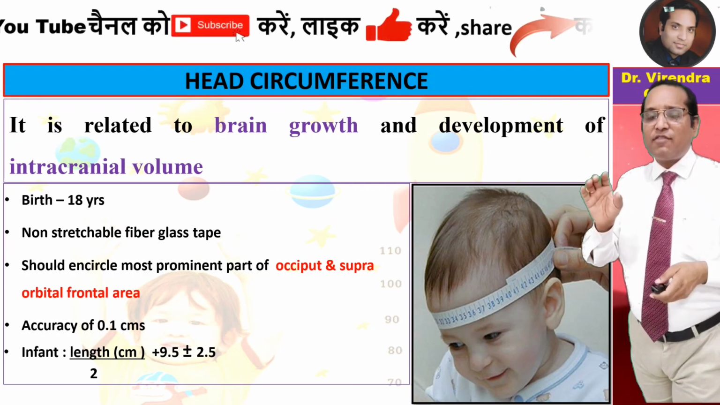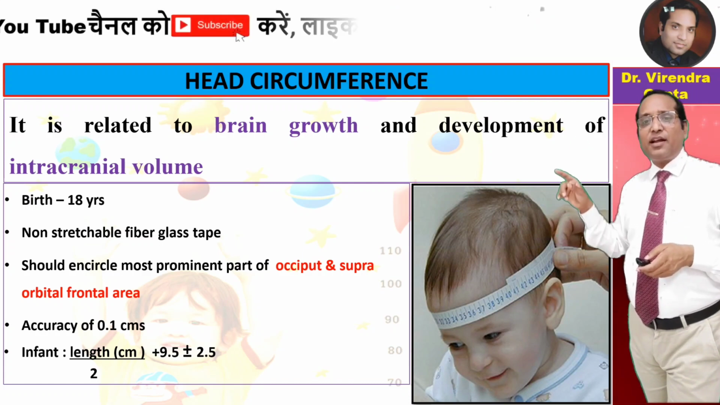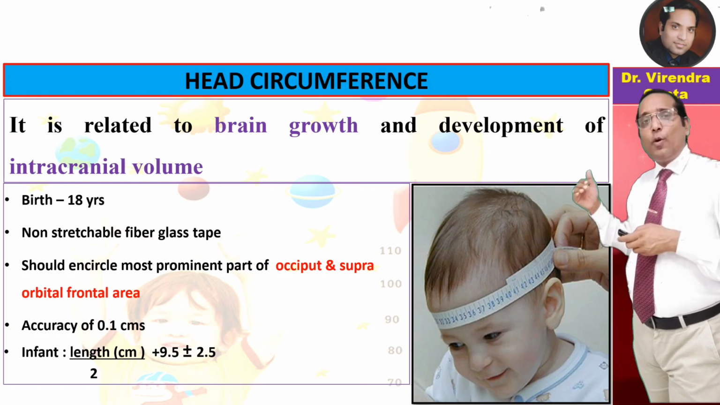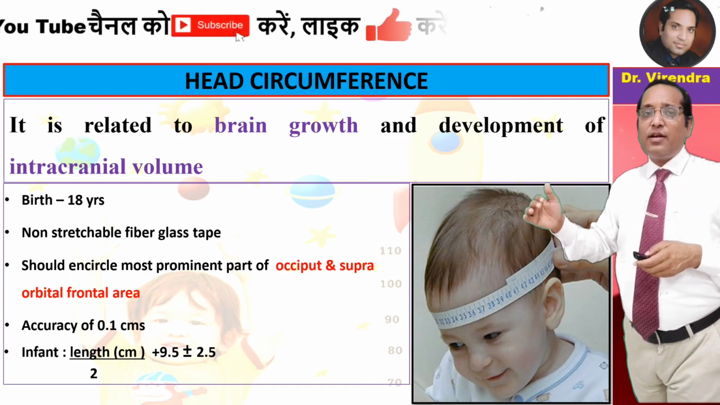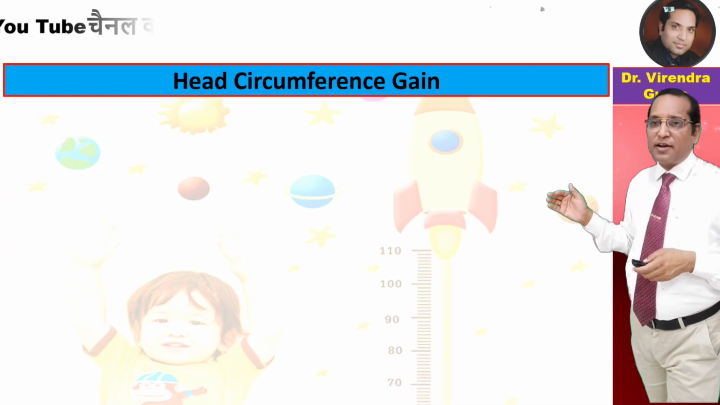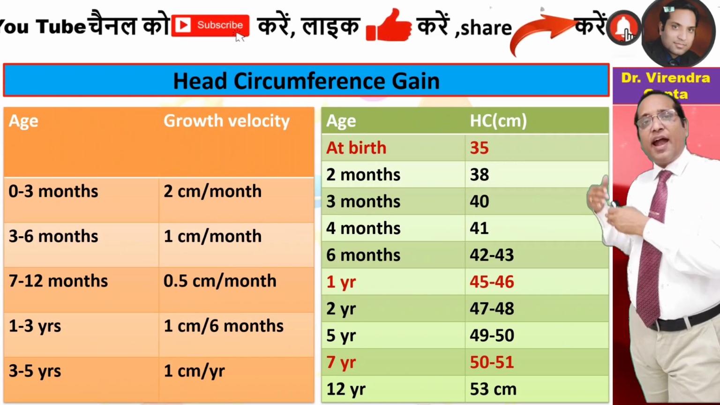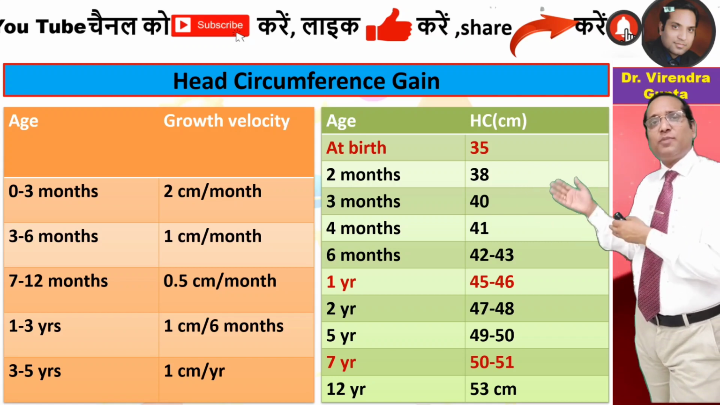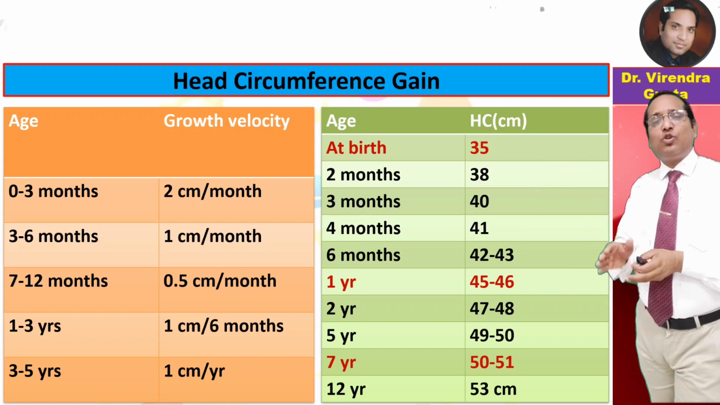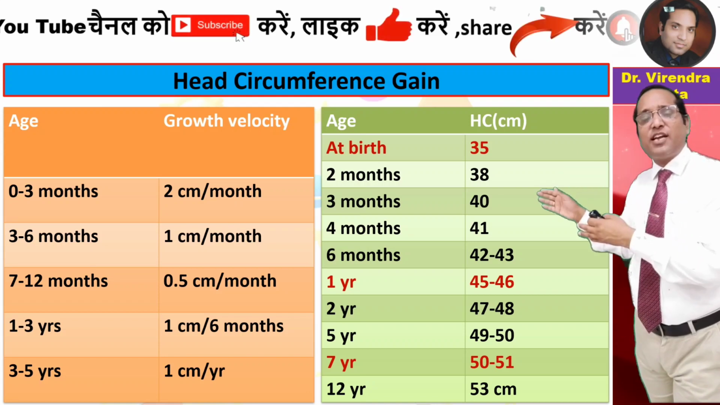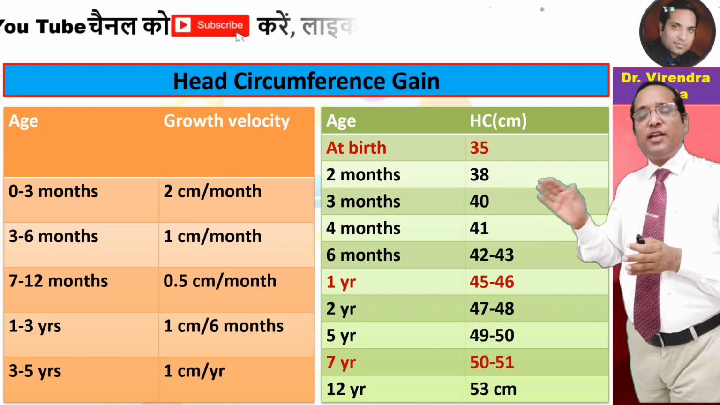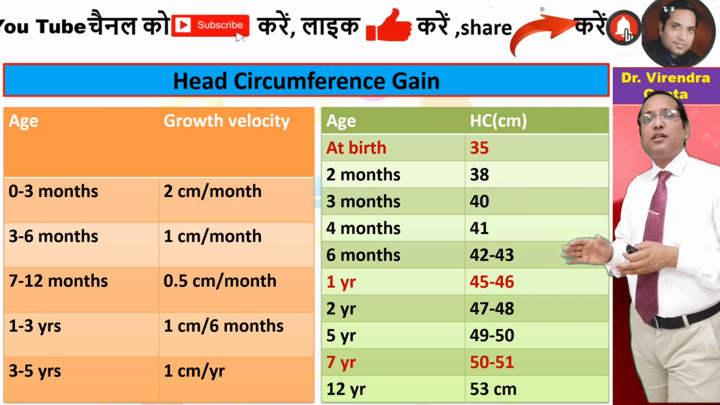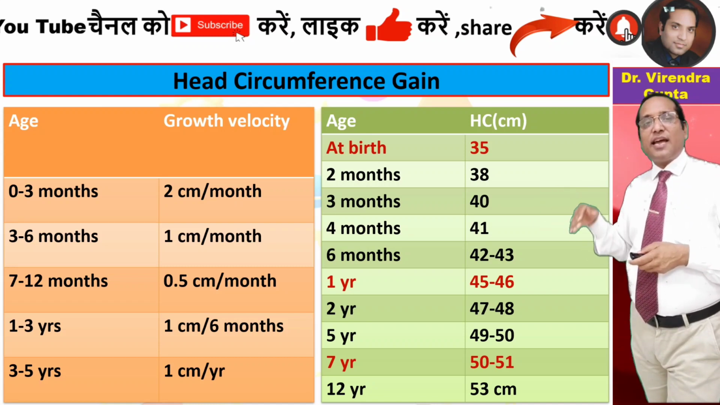The accuracy of the head circumference should be around 0.1 centimeter, and in infants it is usually length in centimeter divided by 2 plus 9.5, plus or minus 2.5 centimeter. So guys, gain of head circumference from 0 to 3 months is 2 centimeter per month, 3 to 6 months it is 1 centimeter per month, 6 months to 12 years of age it is 0.5 centimeter per month, and 1 year to 3 years it is 1 centimeter per 6 months, and 3 to 5 years it is 1 centimeter per year.